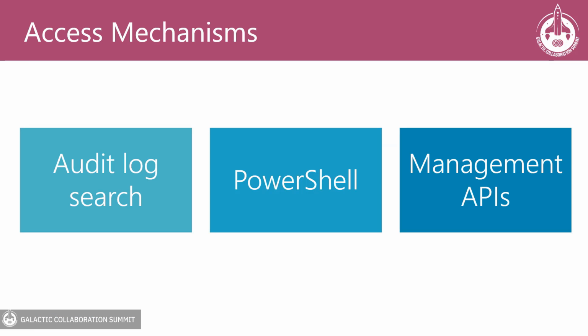How do you get at that data? You have a number of different ways to do it. You can use the search, which I just showed you. You can use PowerShell. PowerShell works just like the search, so you can go back the 90 days with PowerShell. Or there's a management API you can use to go and get this data. But then you can only go and get it for 7 days. It's a little more flexible than using PowerShell.